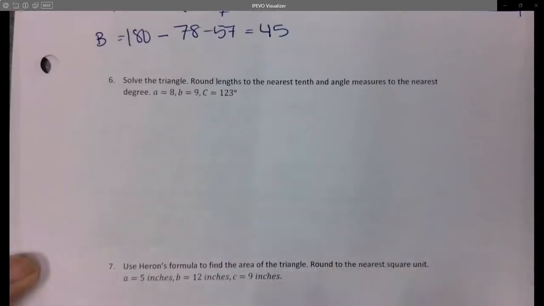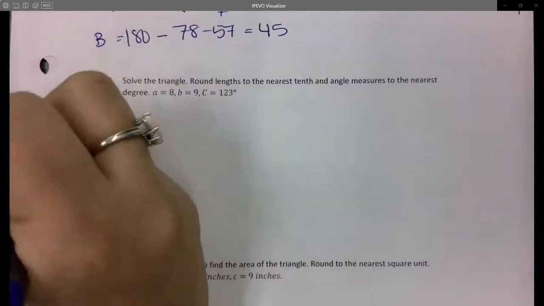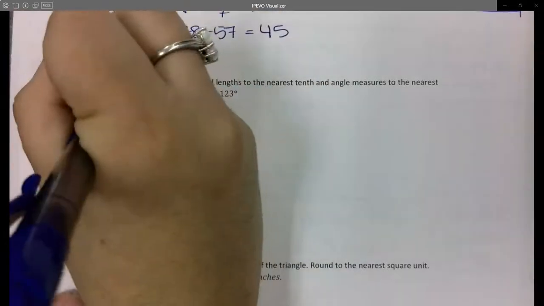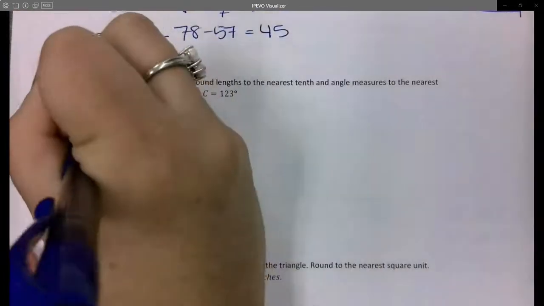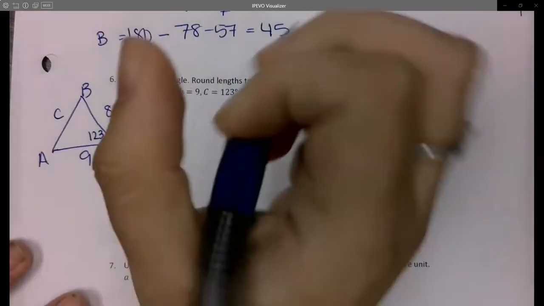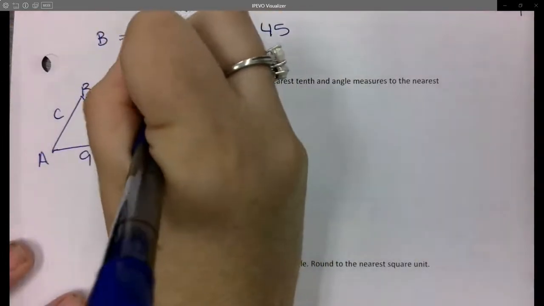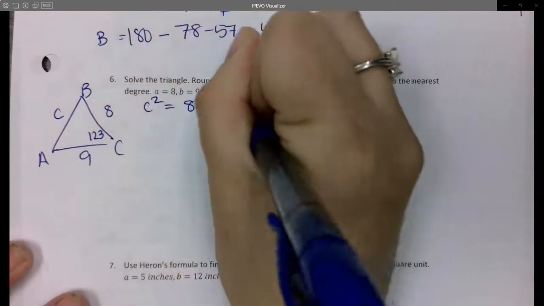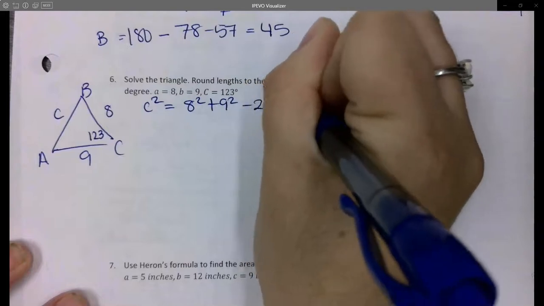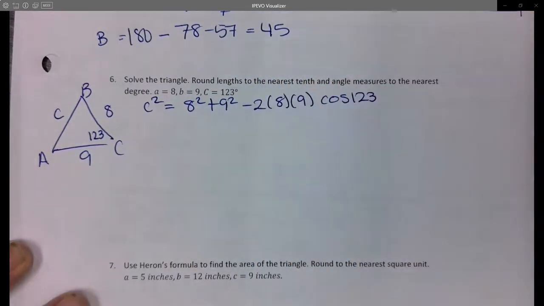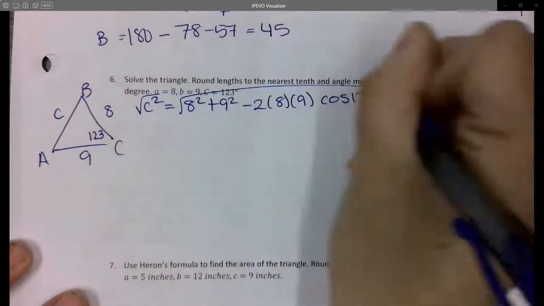So I want to do the same thing for number 6, but I need to start off by drawing my own triangle. This gives me A is 8, B is 9, my angle for C is 123. So because I know my angle for C, I am solving for my side length C. This is going to be C squared equals 8 squared plus 9 squared minus 2 times 8 times 9 cosine 123. So what I can do is square root both sides.